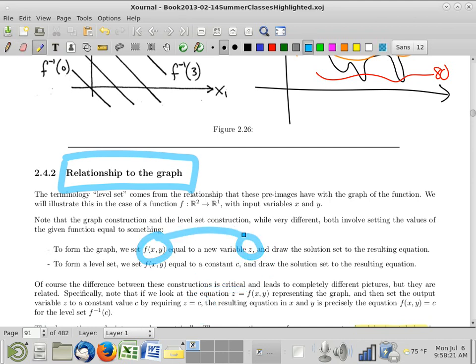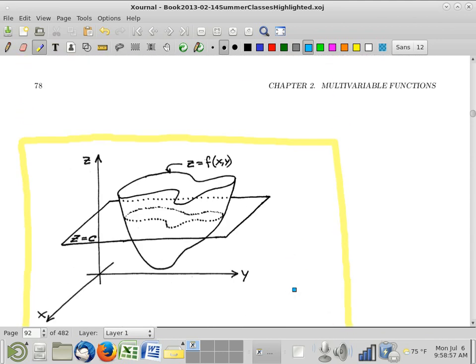If I form the graph of a function, and then subsequently look at a horizontal cross-section, and keep in mind the plane z equals c is a horizontal cross-section, if I look at a graph and then take a horizontal cross-section of that graph, I get a level set, which is what I would have gotten if I had just set f equal to c in the first place. Okay, so now let's see a picture of what that looks like. Here's a kind of a picture.